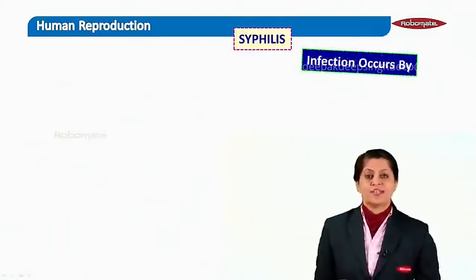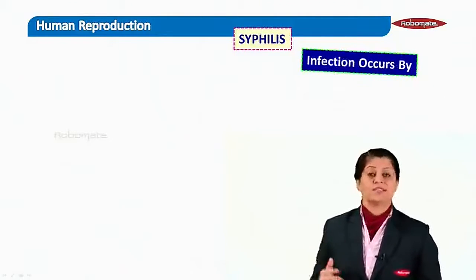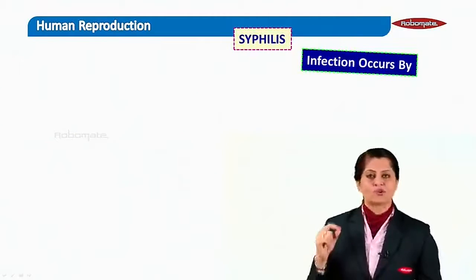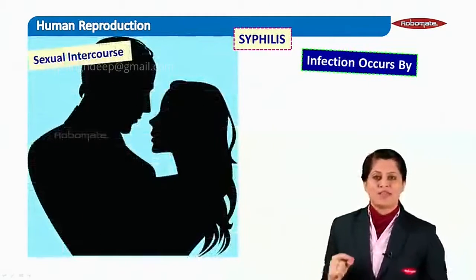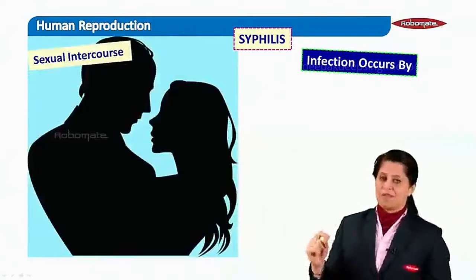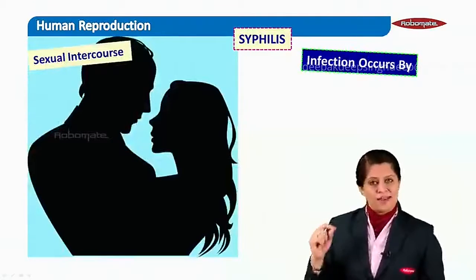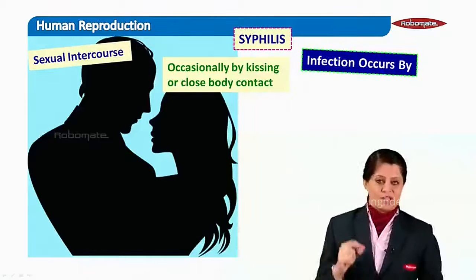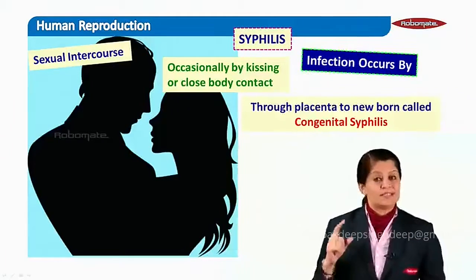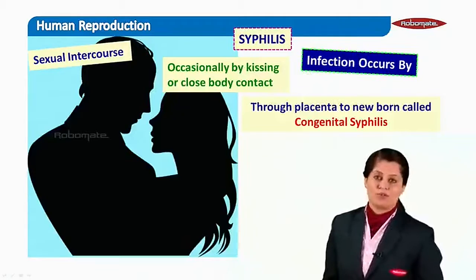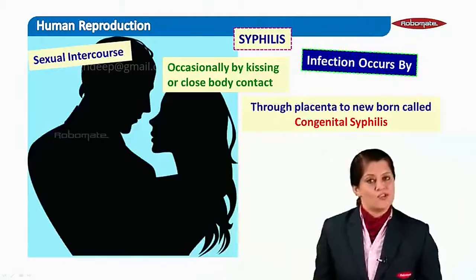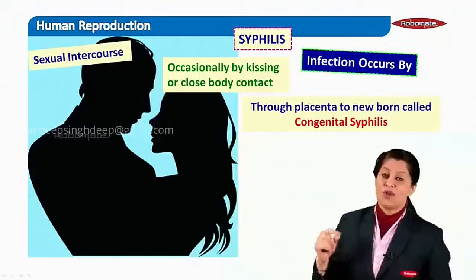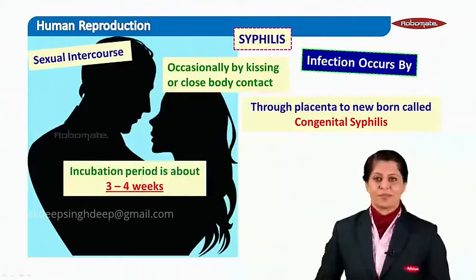Now students, this infection, how does it occur? We know it's a venereal disease. So the most common cause is sexual intercourse with an infected person. Rarely it can be caused by kissing or close body contact. Through placenta to the newborn also, which is called congenital. Congenital means from birth. That is congenital syphilis.